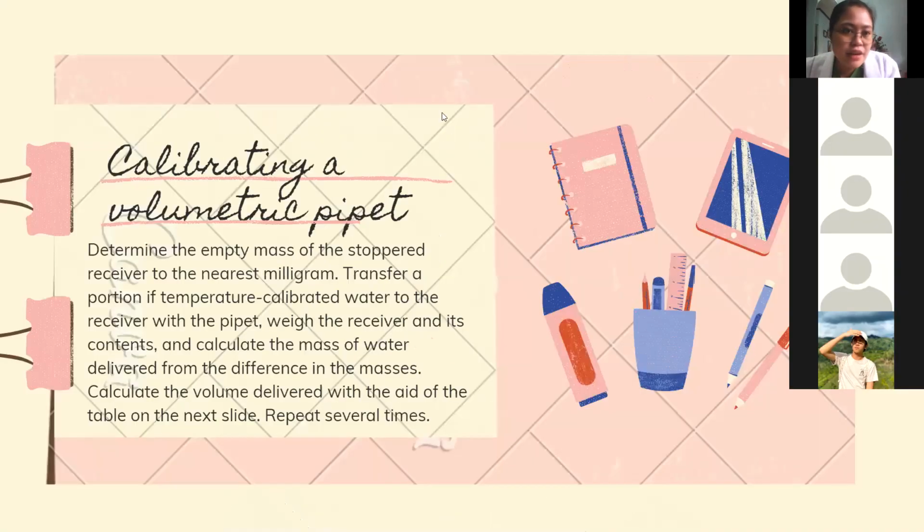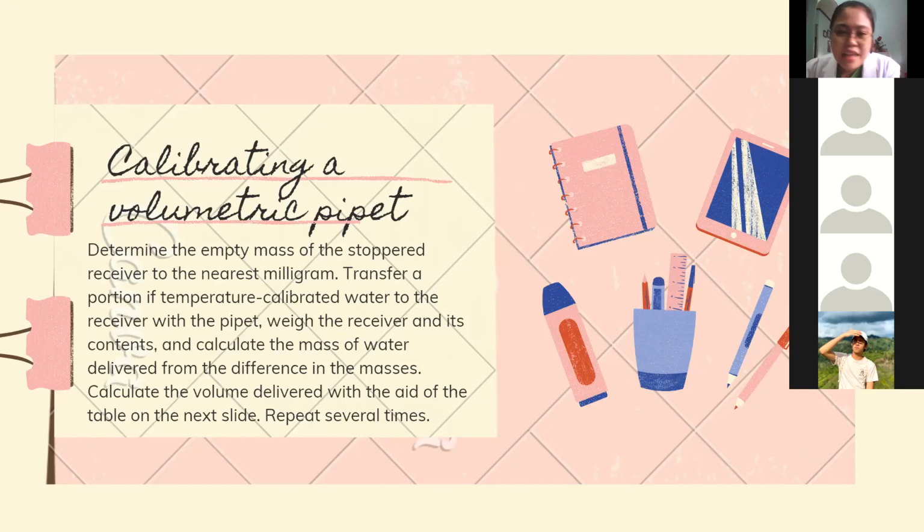Okay, so let's start with the calibration of a volumetric pipette. And this is how you do the calibration. First, you have to determine the empty mass of the stoppered receiver to the nearest milligram. So, di ba pag tina-transfer natin ang pipette class, we have a receiver. Pwede siyang beaker, pwede siyang Erlenmeyer flask. So, whatever the receiver is, you have to weigh it, the empty mass plus the stopper, to the nearest milligram. I-weigh natin siya.